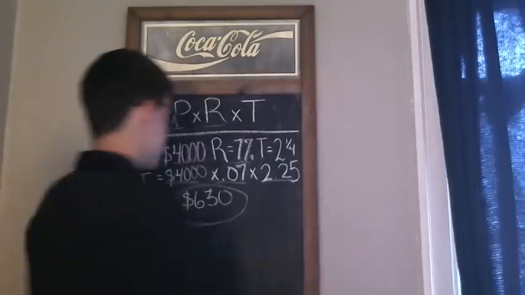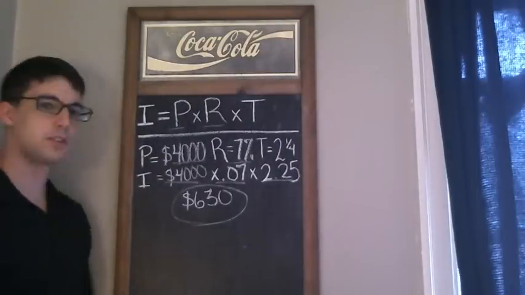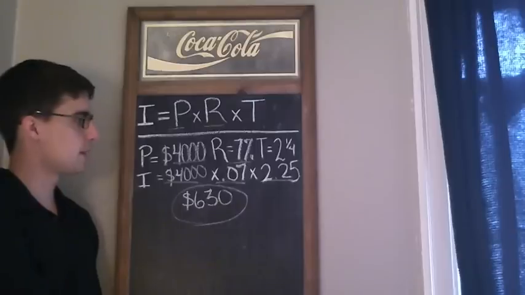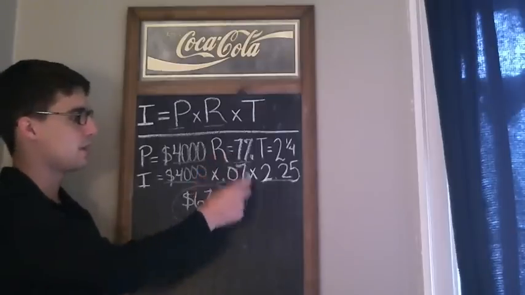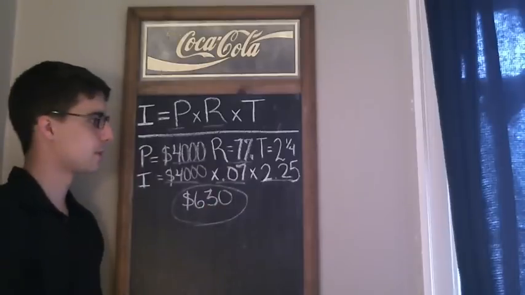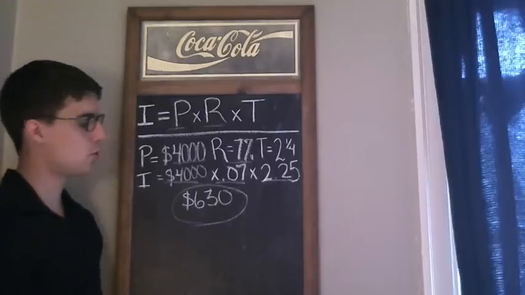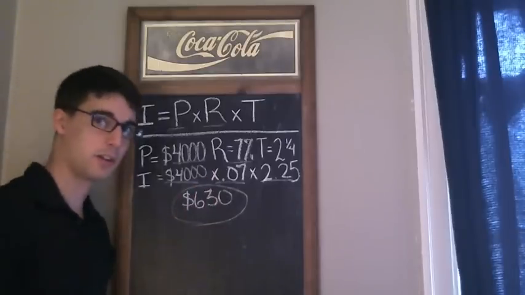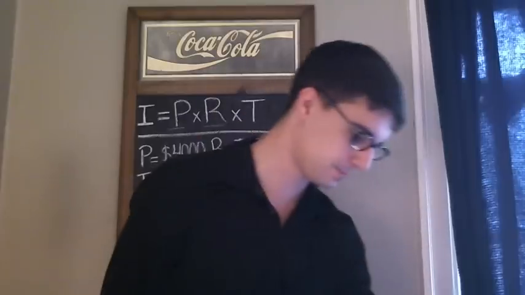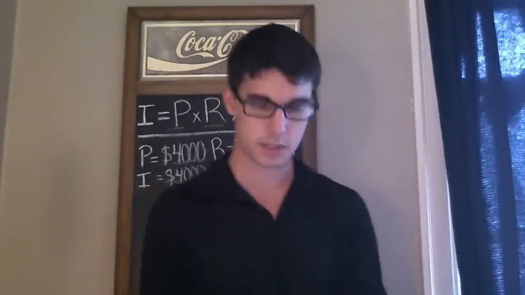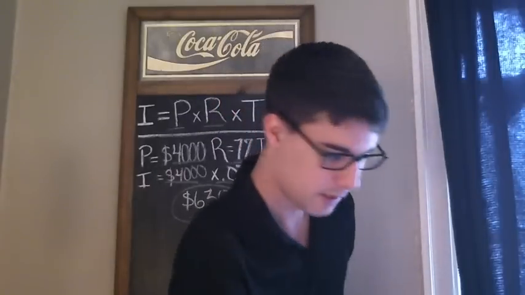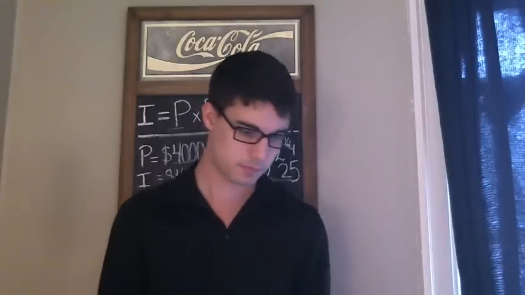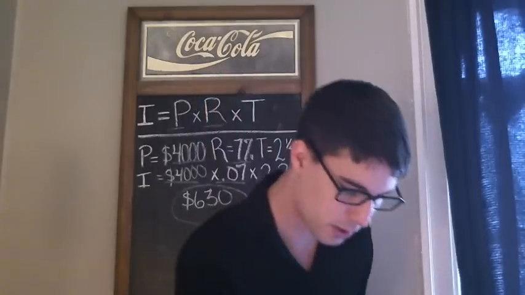So what that means is that you're taking out a loan for whatever reason for $4,000. Your interest rate is 7%, and you have it for 2.25 years. You're going to be giving the bank $630 over that time period. Did everyone manage to follow along with that problem? Okay, great.